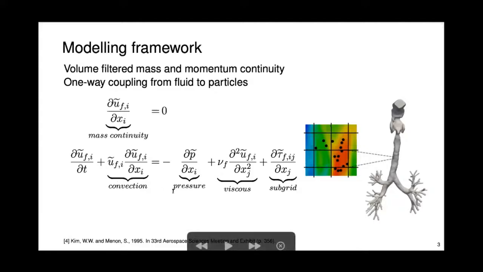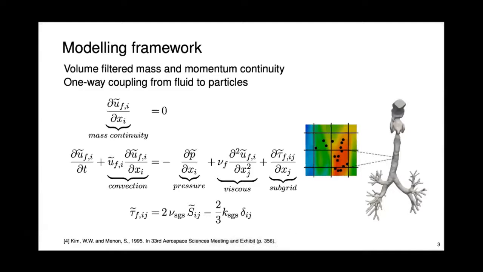Then momentum continuity depends on the pressure gradient and resolved viscous stresses, as well as these subgrid stresses, which we model like this. So here, nu SGS and k SGS are the subgrid viscosity and turbulent kinetic energy, respectively. S is the resolved strain rate, and delta is the Kronecker delta. So we get nu and k with the dynamic k equation model, which is already available in OpenFOAM.